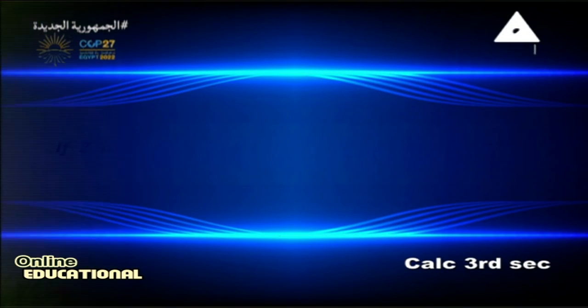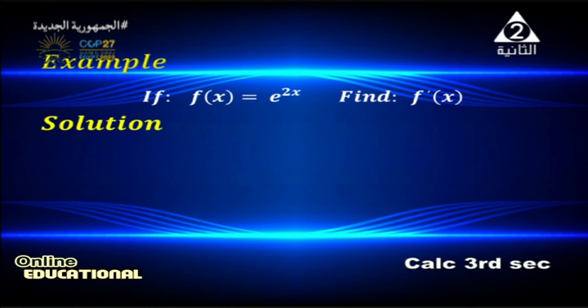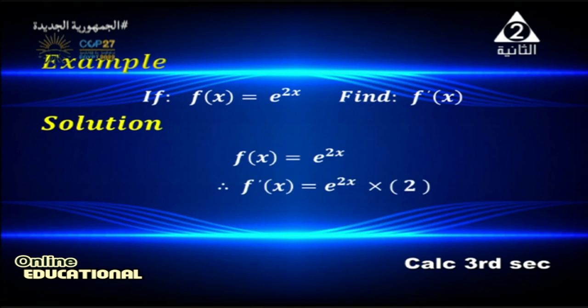Let's start with the first example. If f of x equals e to the power 2x, find f dash x. F of x equals e to the power 2x, then the first derivative f dash x equals e to the power 2x multiply the derivative of the power. Derivative of 2x equals 2, then f dash x equals 2 multiply e power 2x.